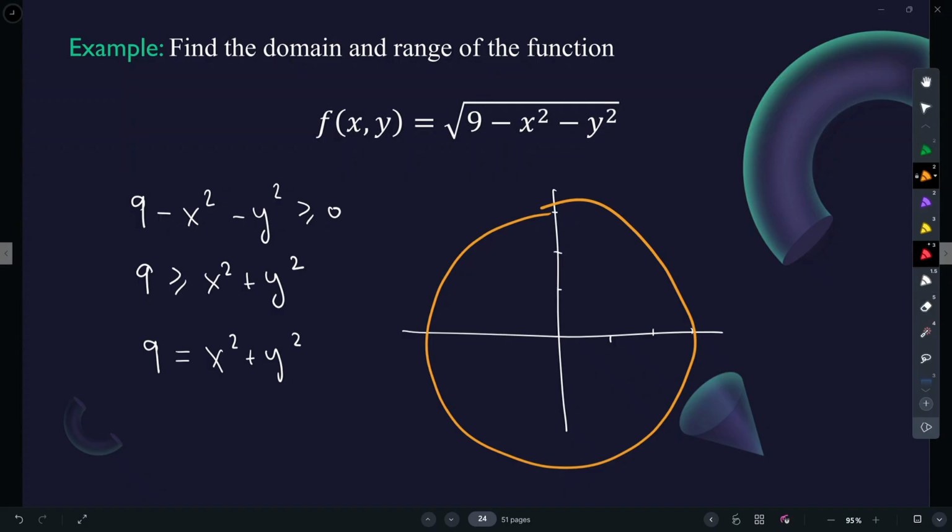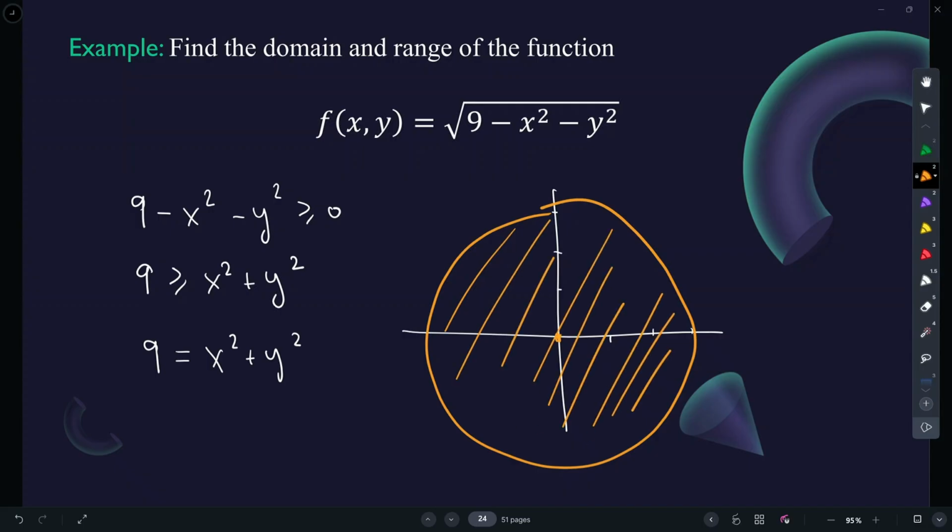Is it the inside that is okay, or the outside? Inside is, for example, the origin, and at the origin I get the square root of 9, which is 3. The value here is 3. So it is actually this region that satisfies the inequality that I want. So that is the domain: a circle of radius 3, including the frontier.